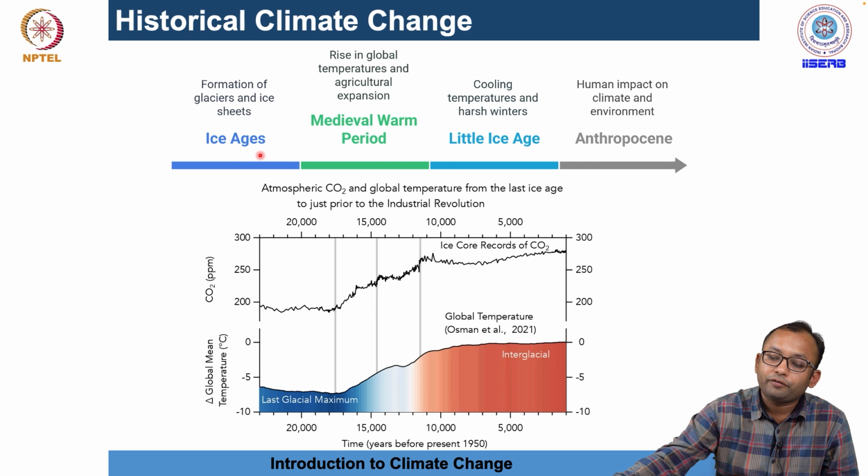So basically, the ice age and/or little ice age is the period where the temperature of Earth was very low, and therefore several regions were covered by ice, with the formation of glaciers and ice sheets. The medieval warm period is the period with a rise in global temperature, which accelerated agricultural expansion in different parts of the world as well. The Anthropocene is the period where we consider the human impacts on climate and environment.